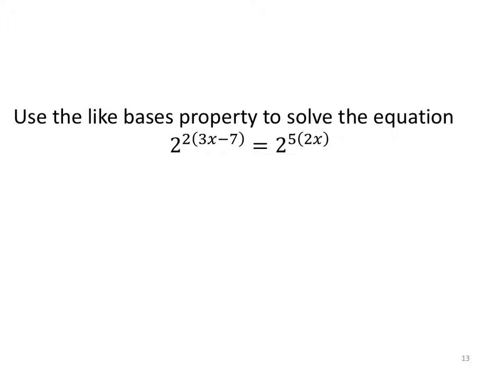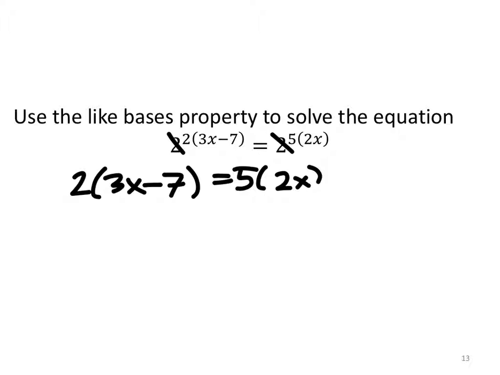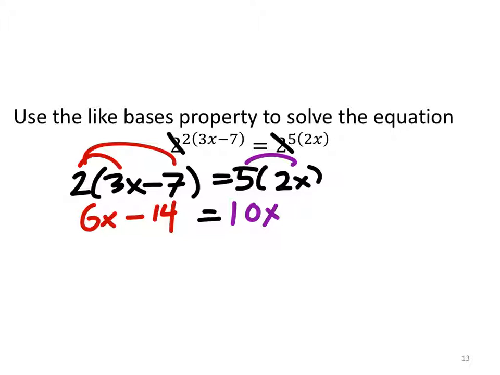All right, in this example, we have 2 to the power of 2 times quantity 3x minus 7 equals 2 to the power of 5 times 2x. Well, good news on this one is that the bases are already the same, which means we can ignore those and rewrite this. And this is now just an equation that we can solve. So we'll distribute the 2: 6x minus 14. 5 times 2x would be 10x right there.